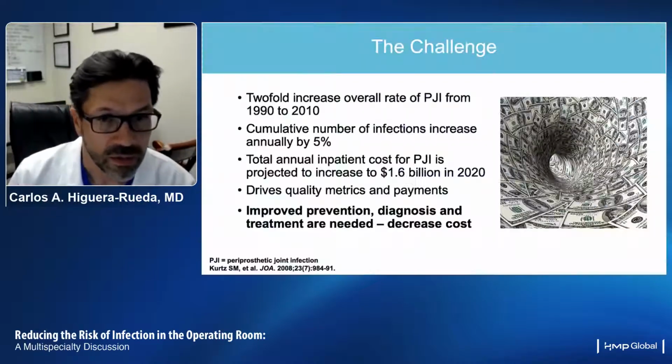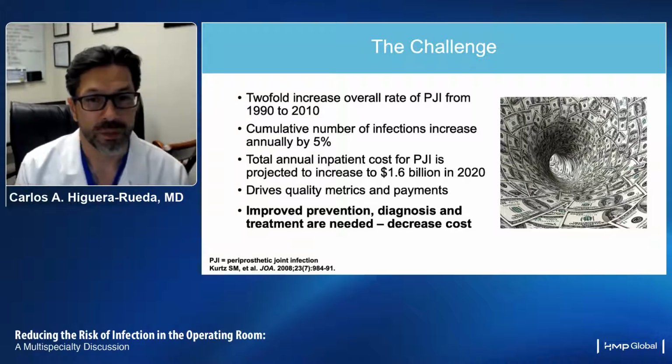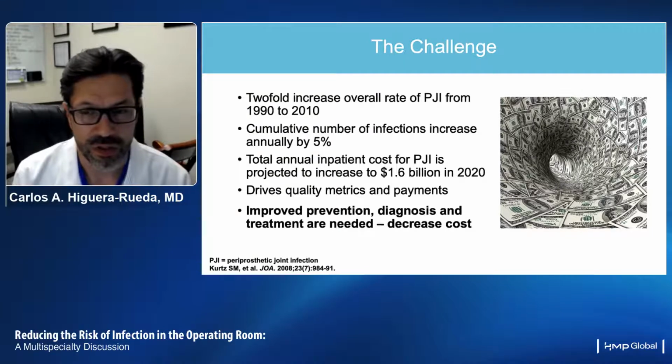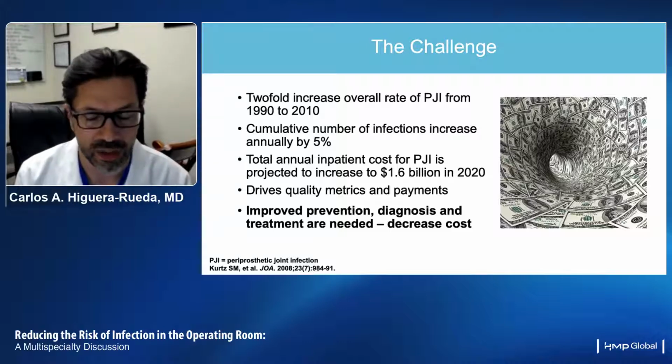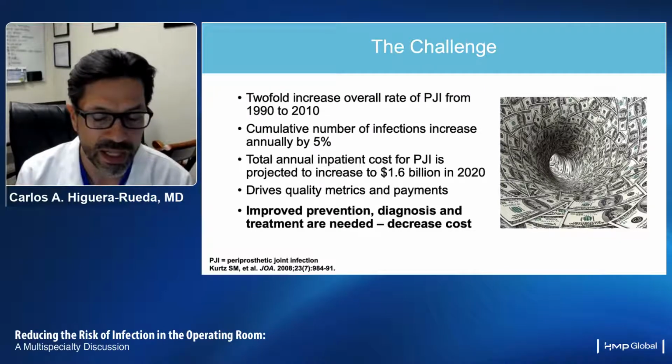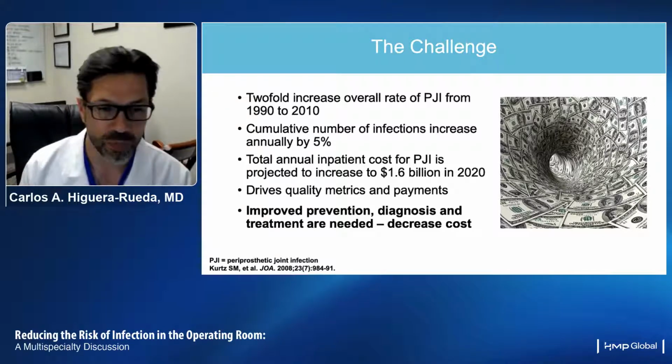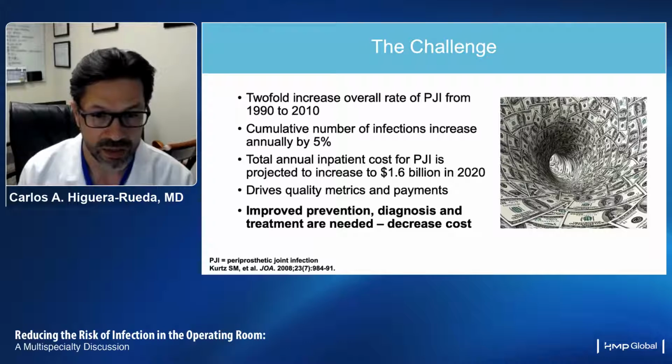Thank you, Dr. Basil. I'm going to talk mainly about periprosthetic joint infections, basically total hip and total knee arthroplasty. The challenge is that, unfortunately, from the 1990s to the 2010s, we have seen a twofold increase in the incidence of this type of infection, which means we have had a cumulative increase in the number of infections annually by 5%. This represents about $2 billion in expenses for the healthcare system in 2020. So improved prevention, diagnosis, and treatment are desperately needed.